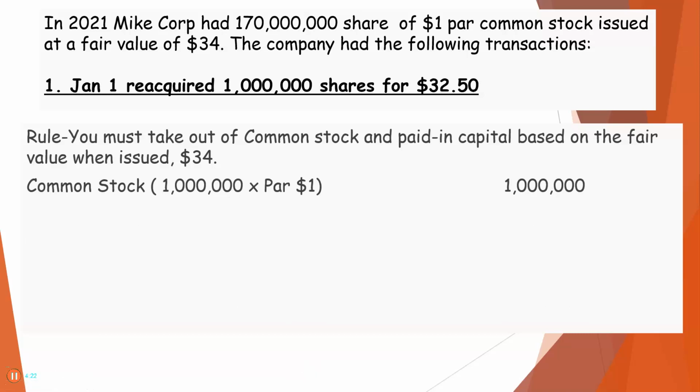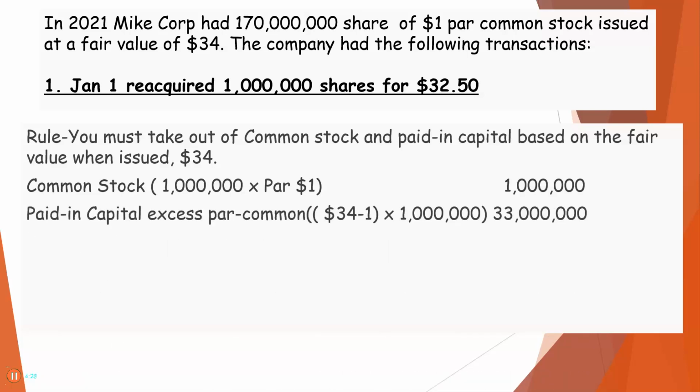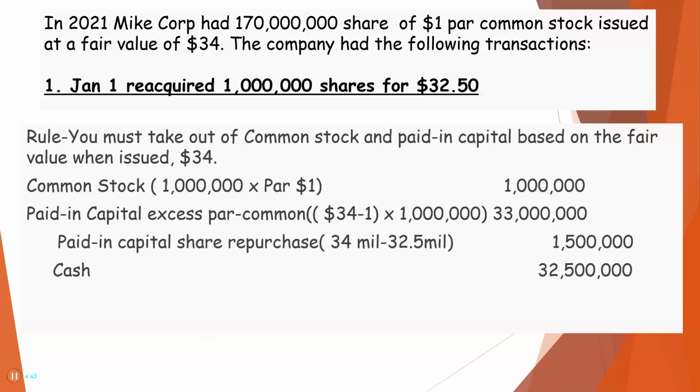So we would do common stock times the par value, 1 million shares times $1. We do paid-in capital in excess of par, which is the $34 that it was originally issued for minus the $1 par times 1 million shares. And the cash is going to be $32,500,000, which is 1 million shares times $32.50. And the difference is going to go into paid-in capital share repurchase. That's a plug.